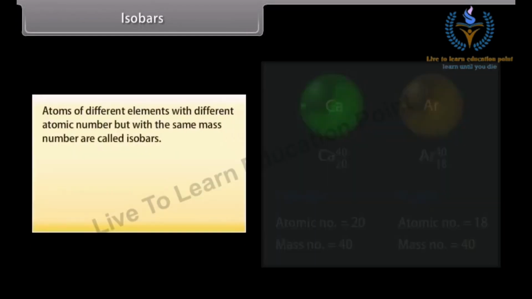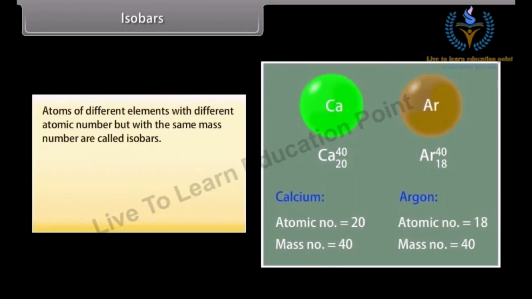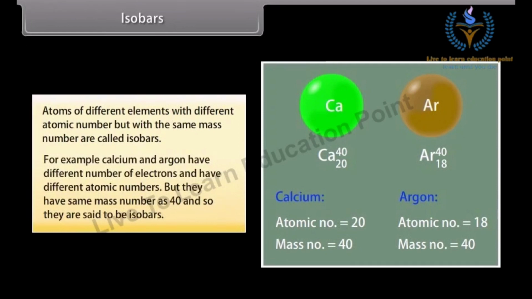Tritium. Isobars. Atoms of different elements with different atomic number but with the same mass number are called isobars. For example, calcium and argon have different numbers of electrons and different atomic numbers. But they have the same mass number, 40, and so they are said to be isobars.